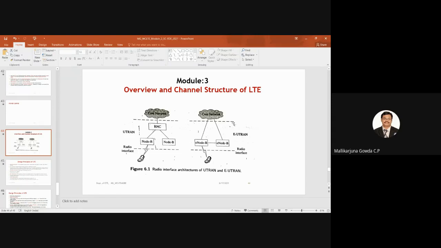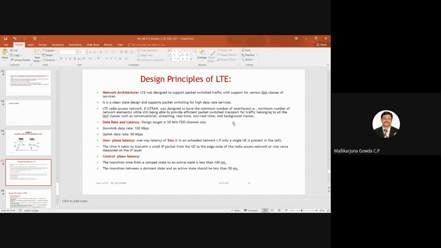On top of this packet switch network or framework, let me say what the specifications of LTE are. 3G has been upgraded from 2G, but LTE is not like that. It is a completely new design, what we call a clean slate design. It is a fully packet switched network, designed for high data rate services.